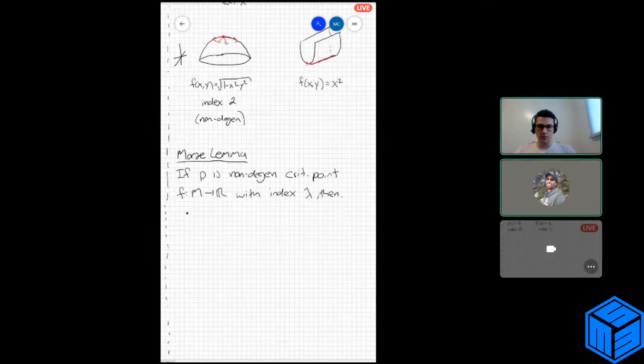well, then what I can do is I can choose local coordinates around this point P such that two things happen. Firstly, these coordinates are chosen such that P is the origin. And maybe importantly, my function looks like a constant minus a bunch of quadratic terms, lambda of them, in fact. Added to that, I have a bunch of quadratic terms, n minus lambda of them.